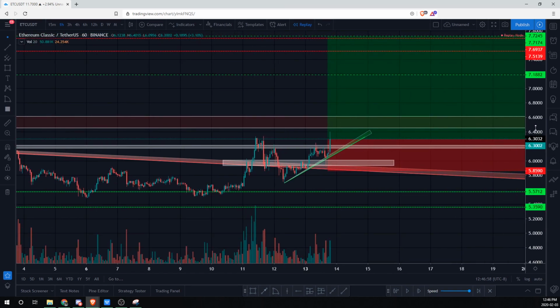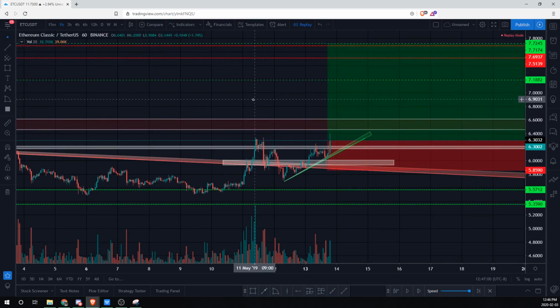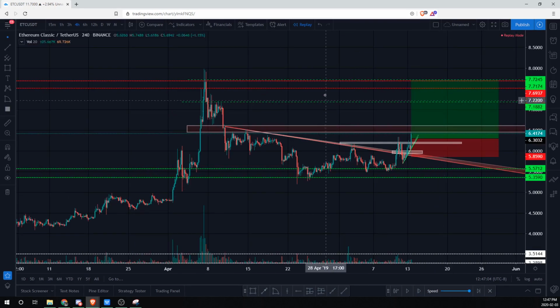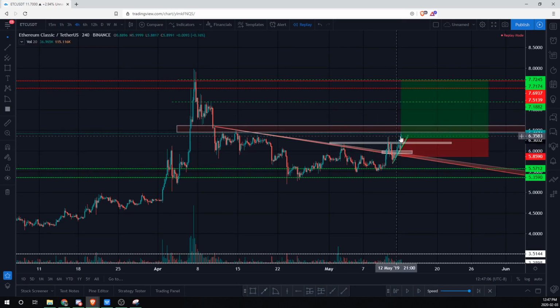I have my stop loss. I have my take profits all set. And now it's just waiting to see what the price actually does. Overall, I'm pretty happy with it. We're starting to see the higher highs and higher lows. I caught the initial push to the upside.